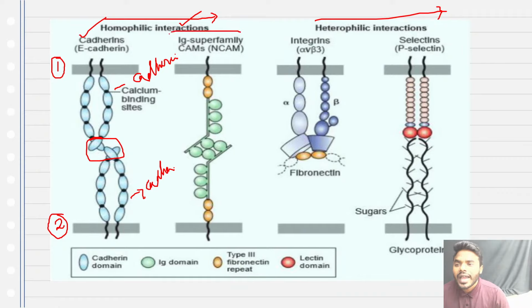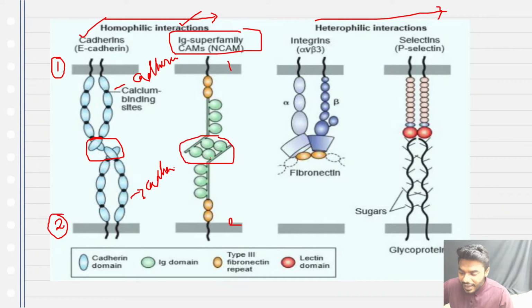Next one, friends, Ig superfamily CAM molecule. Kindly do not get confused that when I use the word Ig superfamily CAM molecule, they are not the immunoglobulins. Do not get confused here. Their structure looks like an immunoglobulin. That's why we call that particular CAM molecule an immunoglobulin superfamily CAM molecule. Anyway, this is cell 1 and this is cell 2. You can see the picture very clearly. Both immunoglobulin superfamily CAM molecules get associated with the help of the extracellular domain.